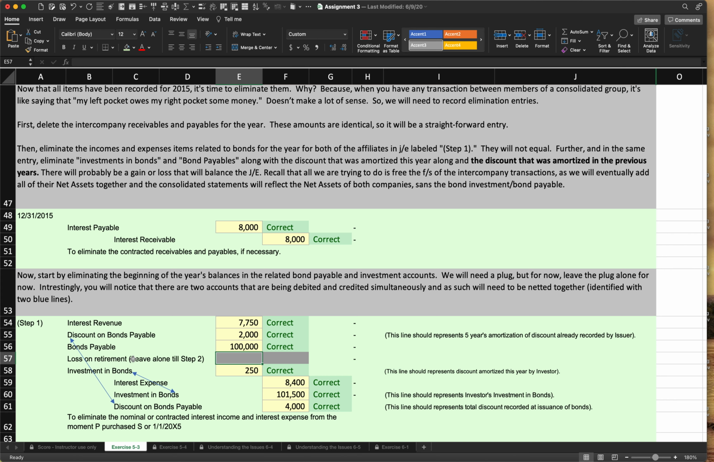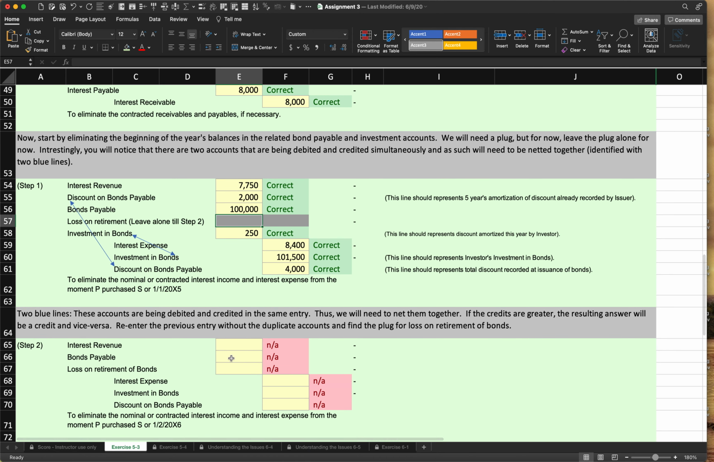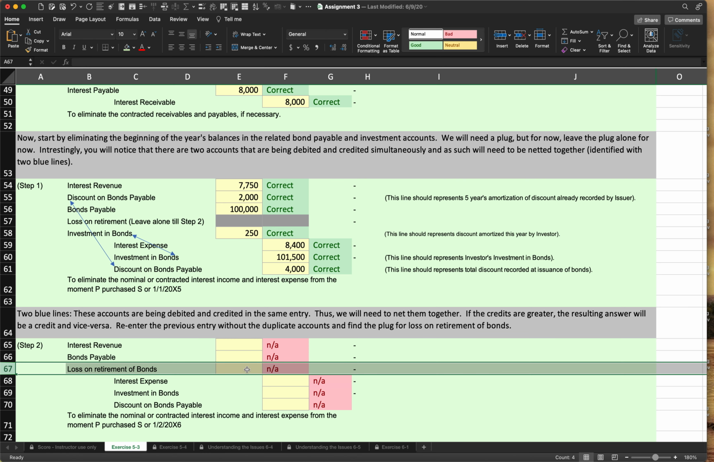But even before we get to step 2, you'll realize that these two blue lines here really are the same account. The investment in bonds, these two need to be netted out, and the discount on bonds payable, these two items need to be netted out, just so we could have one account that we're affecting change to. So I'm just going to go ahead and copy everything down here in the same worksheet. But really what I'm doing is I'm just netting these two blue items together. Then we'll find the loss on retirement.